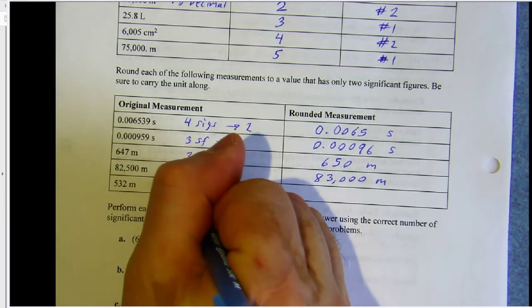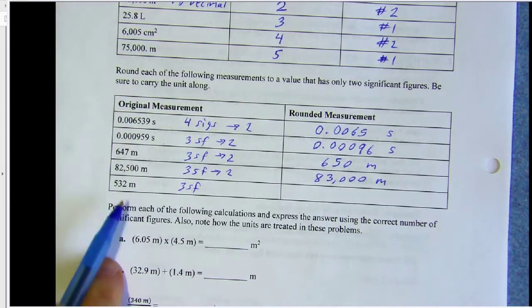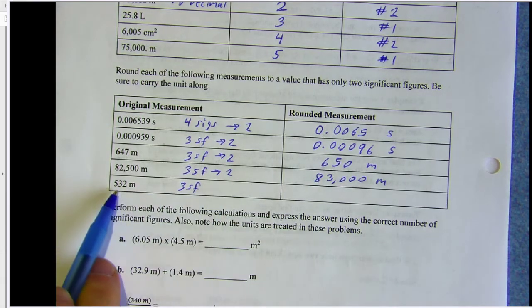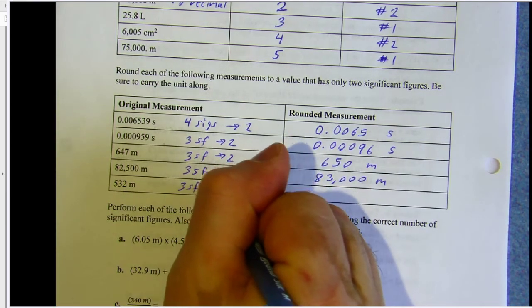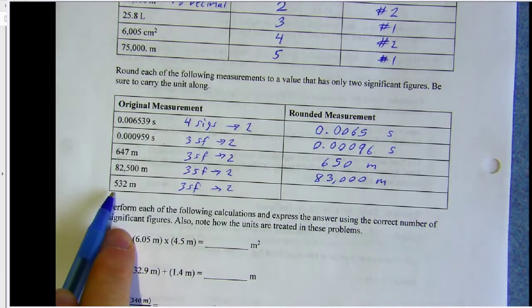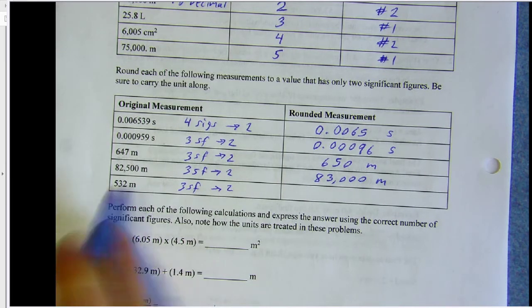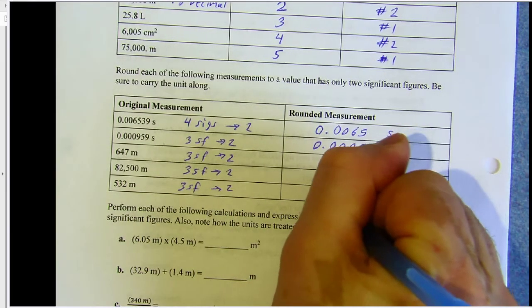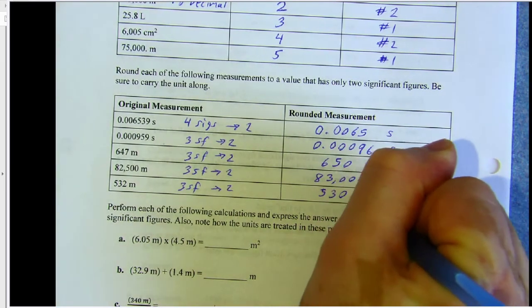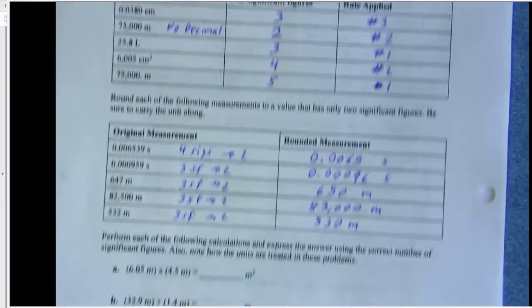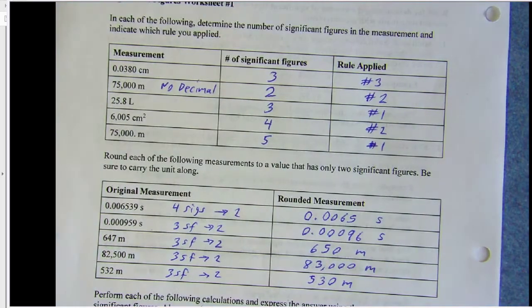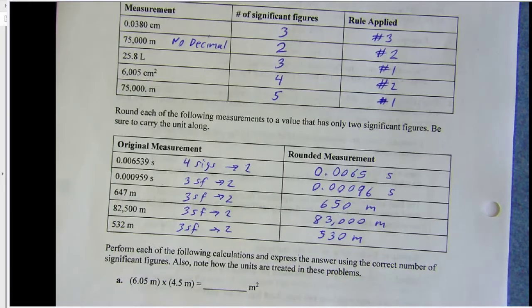So here again, we've got 3 significant figures. 5, 3, 2, no decimal place, right? Rule number 2. We're going to take that to 2. When we round this, we've got a 5 and a 3. This 2 is going to become a 0, so we've got 530 meters. And that's how you determine the number of significant figures using the rules and how you round.